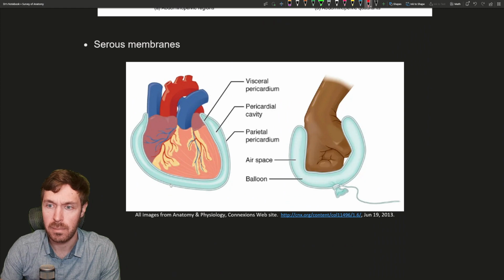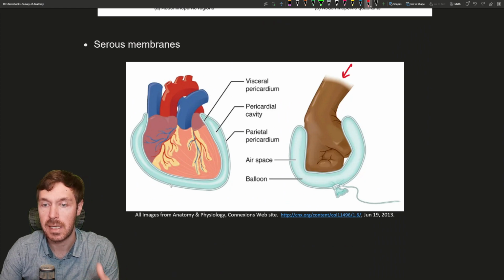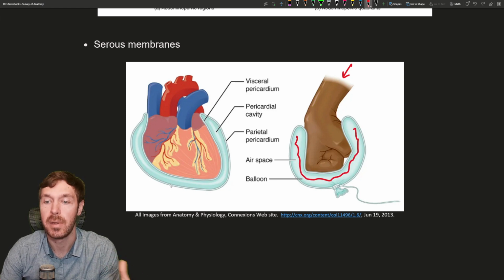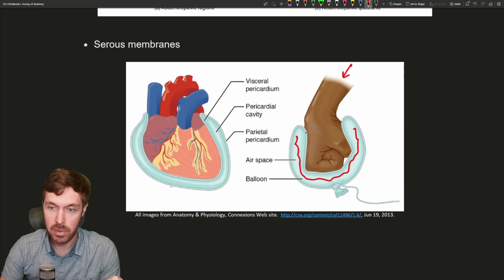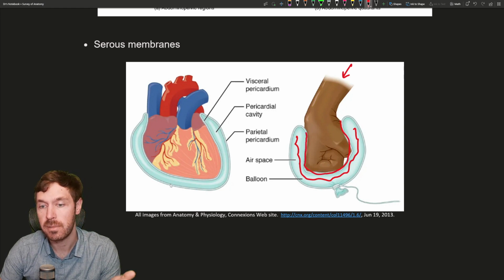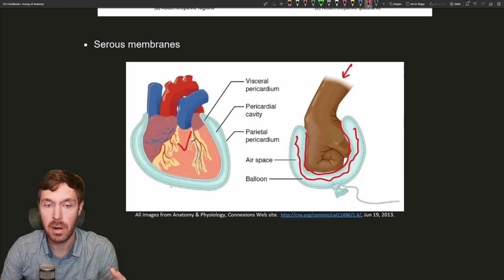So the textbook gives a great analogy here of sticking your fist into a balloon that's blown up. Imagine there's water in the balloon, so it's not super full, it doesn't pop. And when you stick your fist in that balloon, there's part of the balloon that is right on your fist. Imagine the fist as an organ like the heart here. So there's a membrane directly lining the heart.